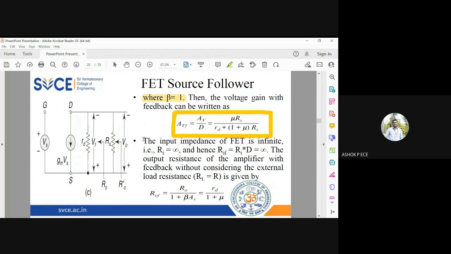Is it clear? See, input impedance is very simple. It is infinity only. Output impedance, you have to find two cases. One is without RL, one is with RL. Without RL means I remove that RL. See how resistances are there. You have one current source parallel to one resistance. The resistance of current source is infinity. The infinity parallel to RD is RD. So RD by 1 plus mu.